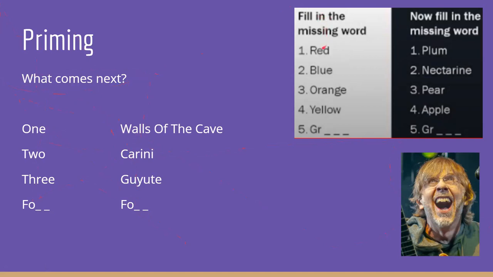All right. Red, blue, orange, yellow. What do you think that is? Green is probably what you'd say. All right. Plum, nectarine, pear, apple, grape. It's probably what you'd say. Notice it's the same thing as the fish example, but you're able to tell what it is kind of based on context and just what you know. That's priming.